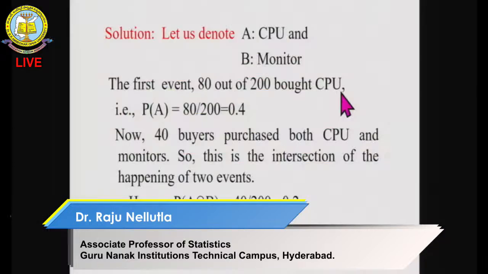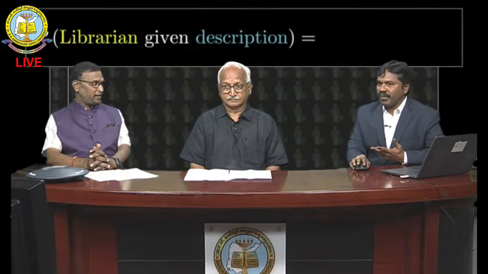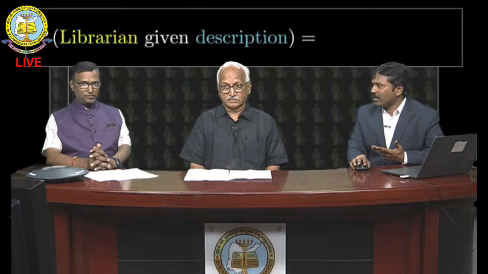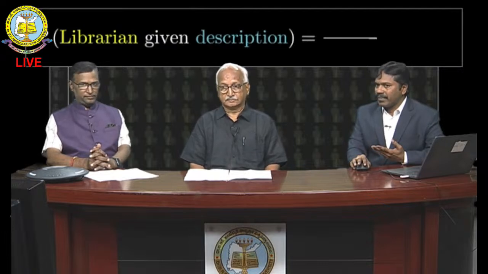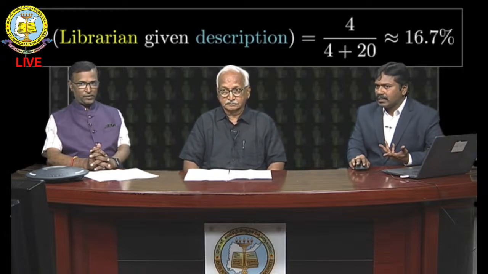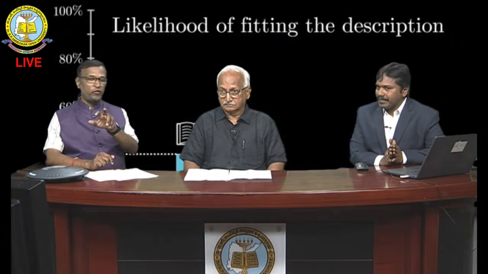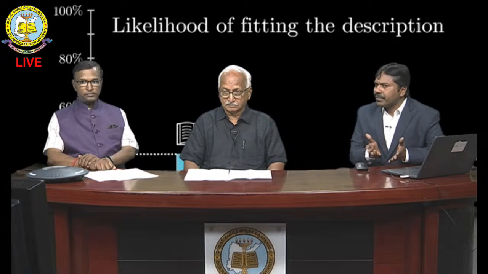The first event: 80 out of 200 bought a CPU. So what is the probability of A? The probability of A is equal to 80 by the total outcomes, 200. So 80 by 200 is almost 0.4. It is favorable cases by exhaustive cases. Our exhaustive number of cases is 200, and the favorable number of cases is 80. So P of A is equal to 80 by 200, and that output is 0.4.